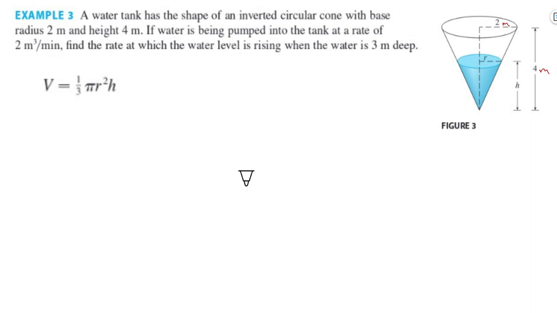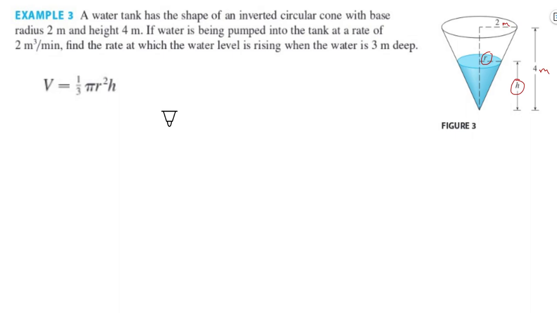What we're going to do is take advantage that r and h are changing in relation, that they're similar to the larger cone. So as they change, they are similar to the larger cone. So we're going to be able to solve for one of those variables, so we only have one of them to deal with. So we don't have to deal with r and h. We're going to get rid of one of them.